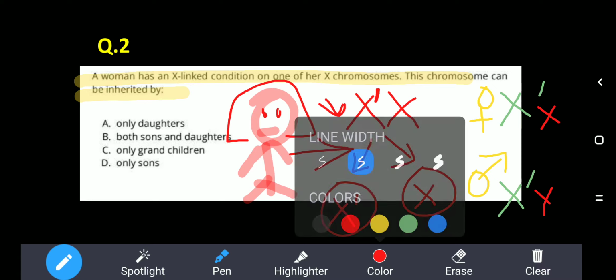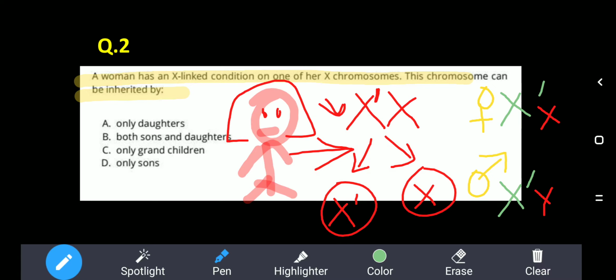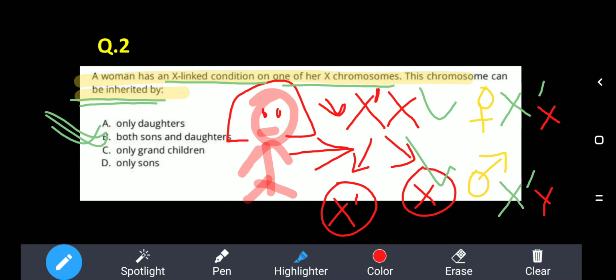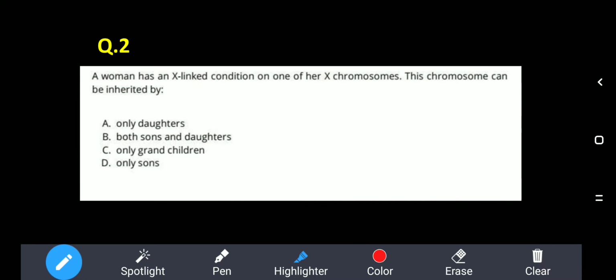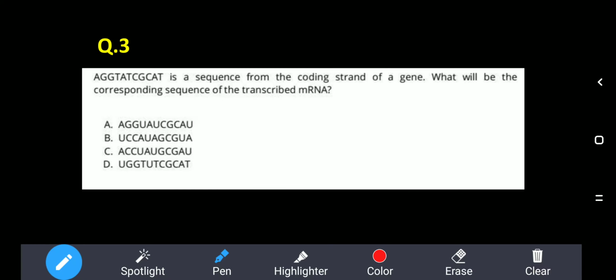So in conclusion, if a woman has an X-linked condition on one of her X chromosomes, this chromosome can be inherited by both the boy and the girl. So the answer is both the son and the daughter. Our correct option is option number 2, both son and daughters. Let us move on with the third question here.